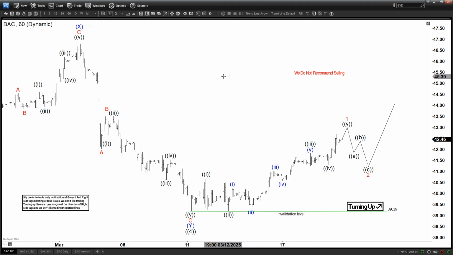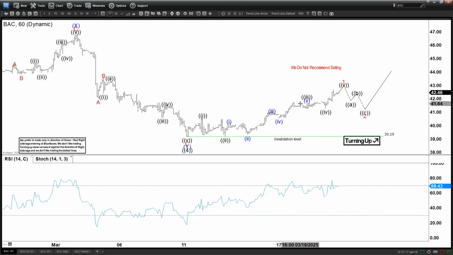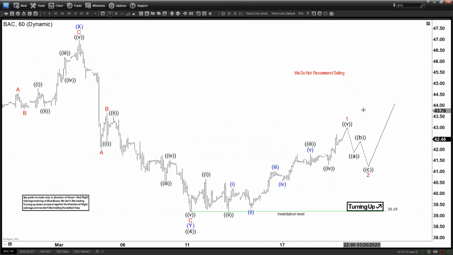Today is March 20th and the chart of the day for today is Bank of America, BAC, 60 minutes time frame here. We can see we ended wave 4 in the primary degree at 39.20, and then from there we slowly rally, and the structure and the subdivision does kind of look like 5 waves. That suggests that as long as we stay above 39.19 here, we can potentially extend higher again.